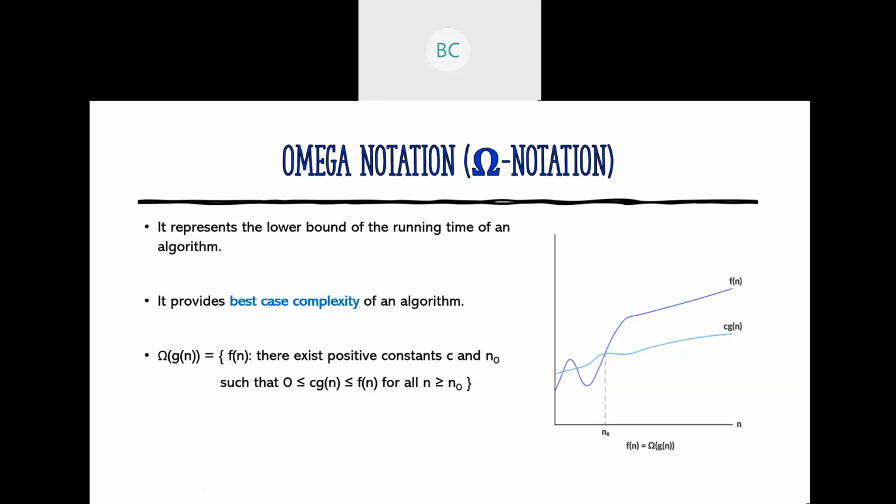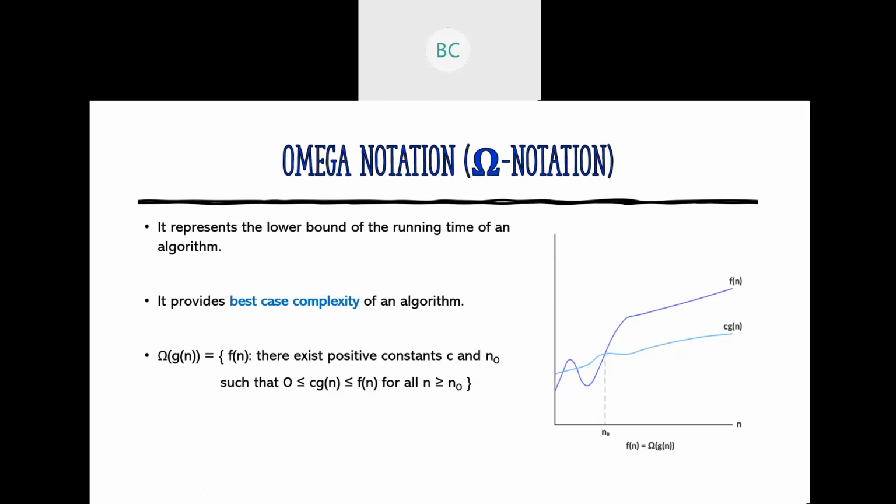Best case is when we get our desired element, or the algorithm's behavior in optimal conditions. When you say optimal, what do you mean? It means the optimal solution, the best solution for any algorithm.